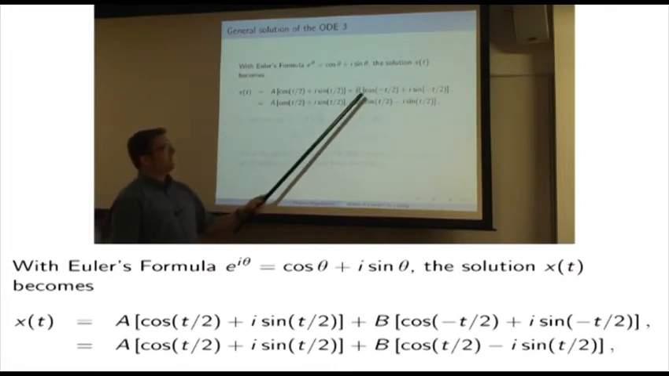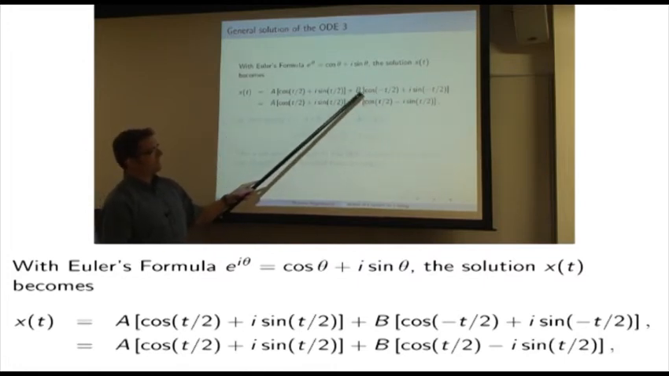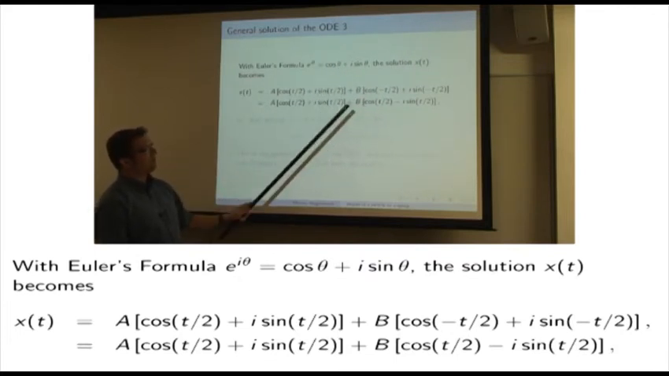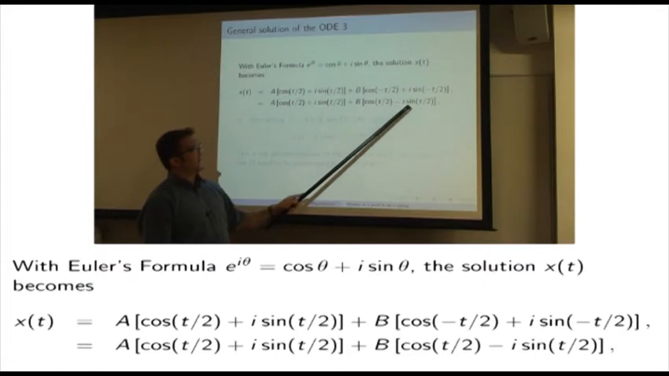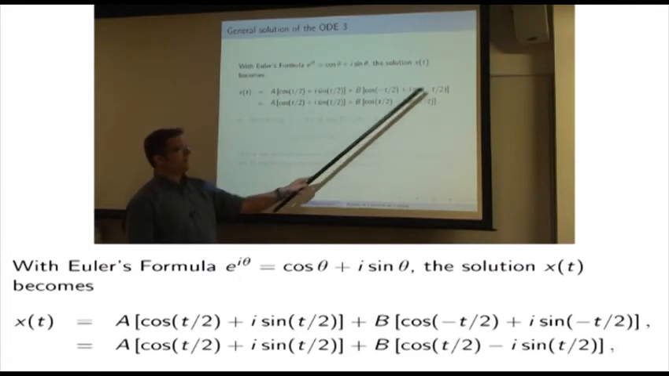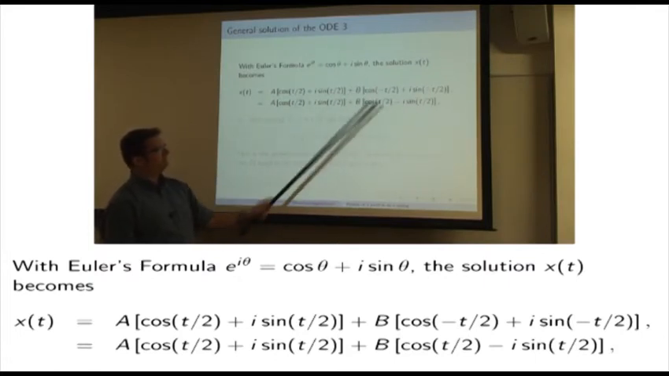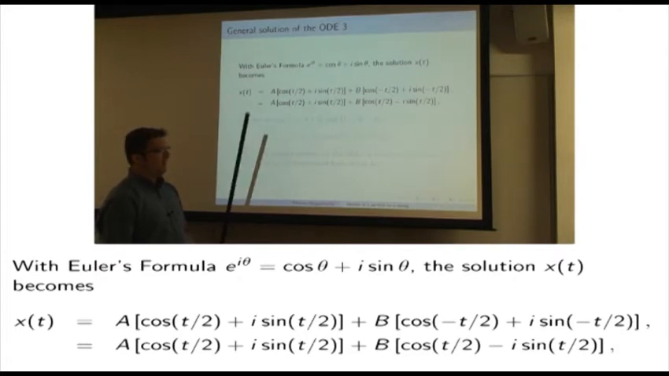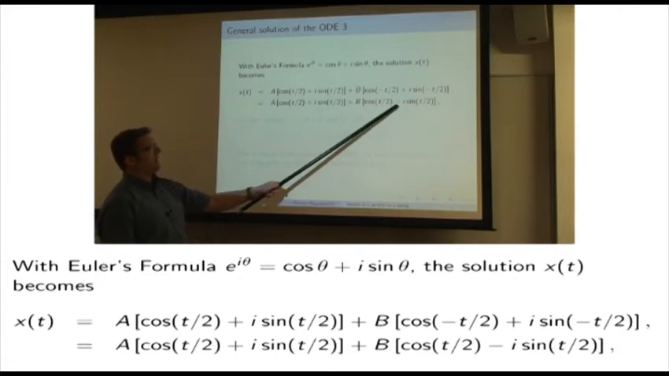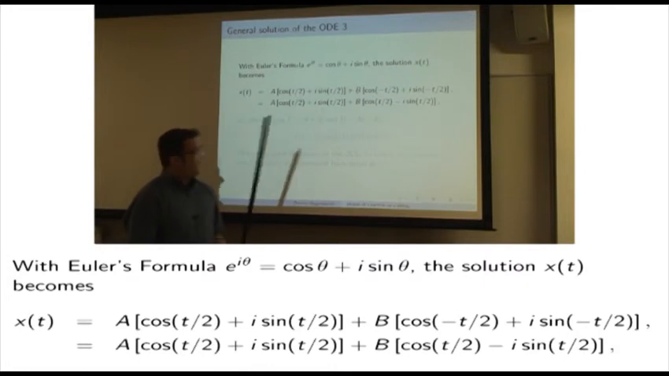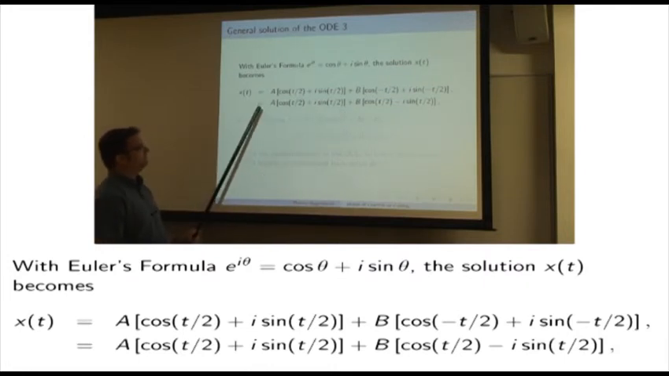I can simplify this a little bit by observing that cos of minus tau is cos of tau, so that's an even function, and sine is an odd function, so sine of minus tau is minus sine of tau. For the moment, I have nothing gained because I still have my i in there and everything is complex. However, remember, I'm free to choose A and B.